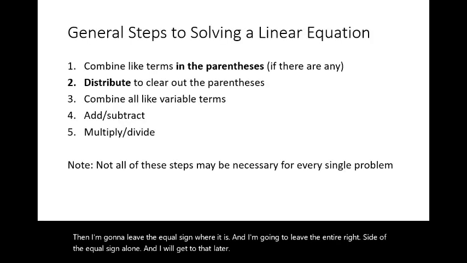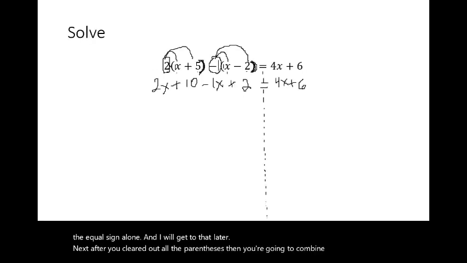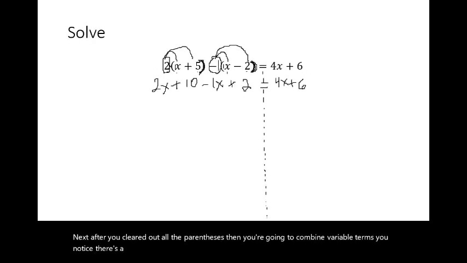Next, after you've cleared out all the parentheses, then you're going to combine like variable terms. And you notice there's a lot of them. There's a 2x and a negative 1x, both here on the left.